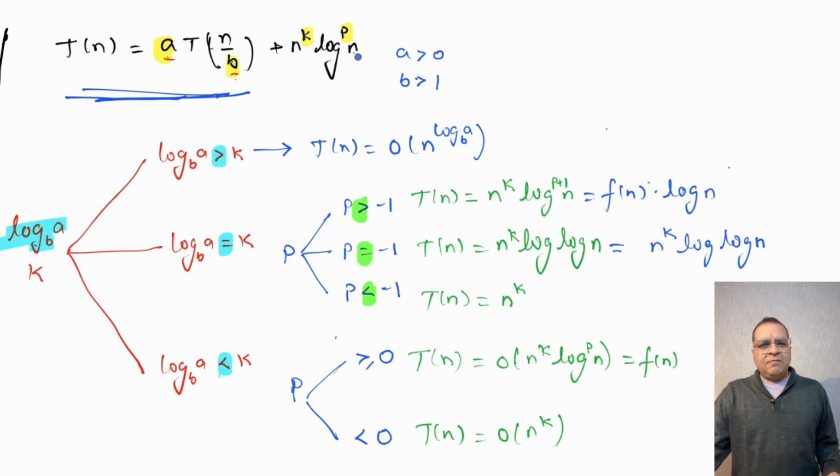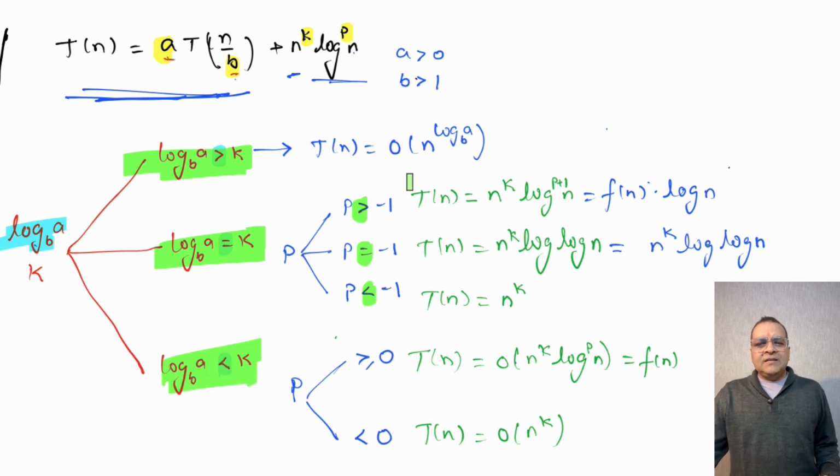The second type of general recurrences are T(n) = a T(n/b) + f(n), and here f(n) is given in the form of n raised to the power k, log n raised to the power p. So f(n) may have a component of n and a component of log n. There are four constants here, a, b, k and p. So first we find log of a to the base b and then compare it with k. There are three possibilities. Log of a to the base b is greater than k, we call it case 1. Log of a to the base b is equal to k, we call it case 2. And log of a to the base b is less than k, we call it case 3.